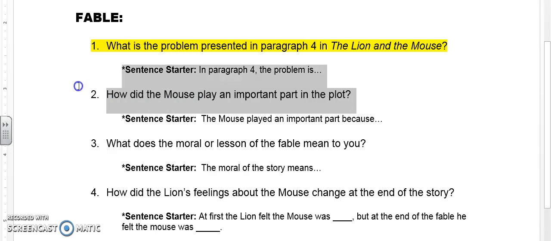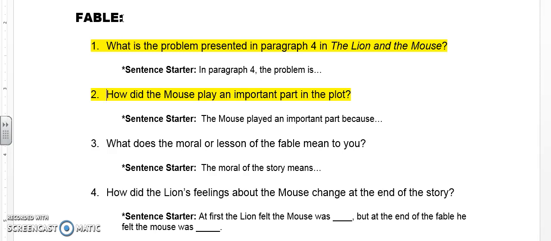Now, number 2 is also a question that has to do with the events in the story. It asks you, how does the mouse play an important part in the plot? Basically, this question wants you as a reader to analyze or think deeply about the mouse, the actions that the mouse takes in the story, the relationship the mouse has with the other main character, the lion, and how the mouse helps the story go along.